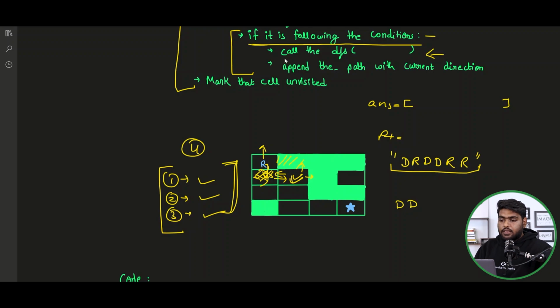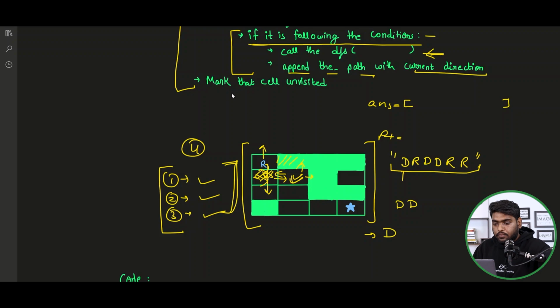Once this is done, the second thing is that the DFS function is working. That means we have taken one step further in our solution, which is creating the current path. So what we are going to do is append the path with the current direction. Assuming we have taken this step successfully, we are going to append D to our existing string. All right, so I hope the question is clear till now. We are going to see it in detail when we see the code of it.